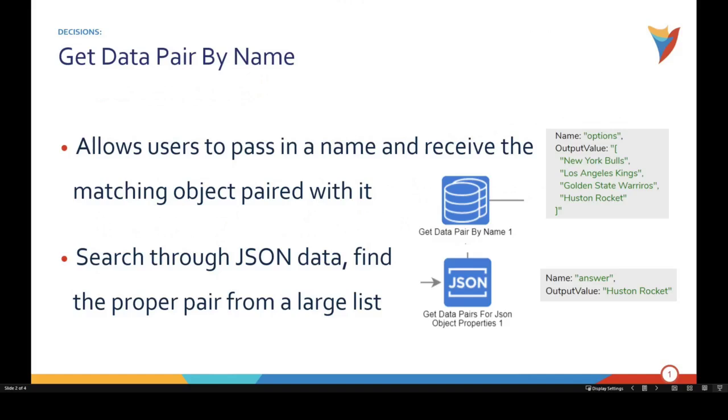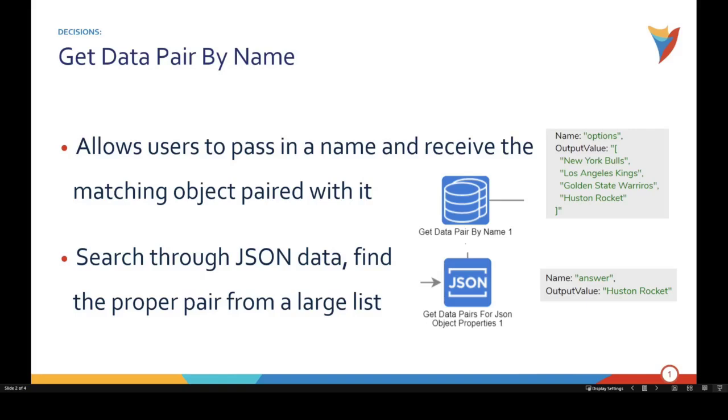So first of all, the Get Data Pair by Name step allows users to pass in a name and receive the matching object that's paired with it. The Get Data Pairs for JSON Object Properties step is just one way that you can get those data pairs to pass into the Get Data Pair by Name step. Then essentially it'll just pass out whatever is paired with the name, so you can get that specific value, whatever it is that you need.